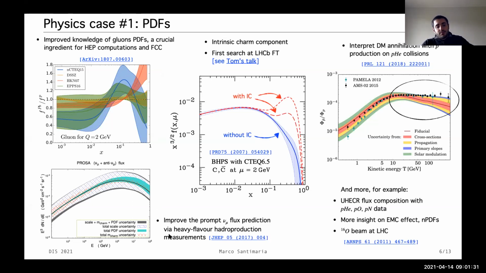By doing measurements of heavy flavor hadron production, which is very suitable at LHCb, we can improve the knowledge of the prompt neutrino flux. As you can see from this plot here, there is quite a sizable uncertainty coming from the PDFs. You can also do a search on the intrinsic charm component, so I won't go into the details, just have a look at Tom's talk later today on this measurement.